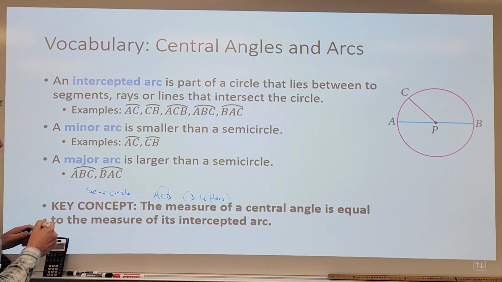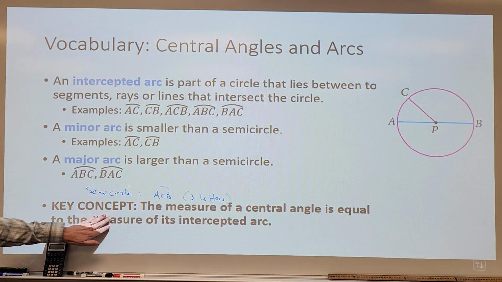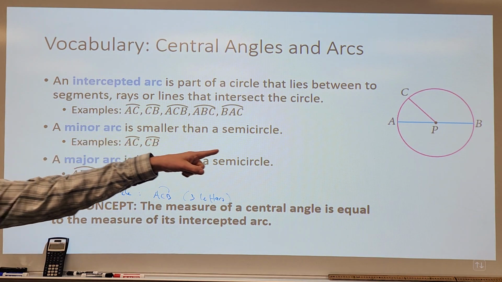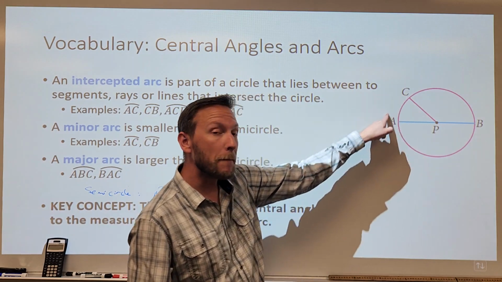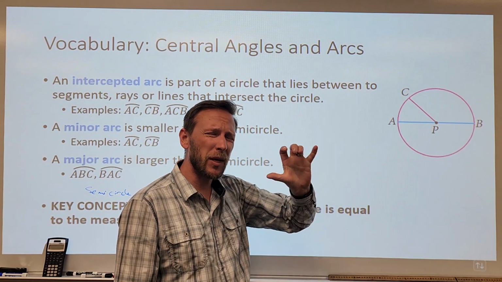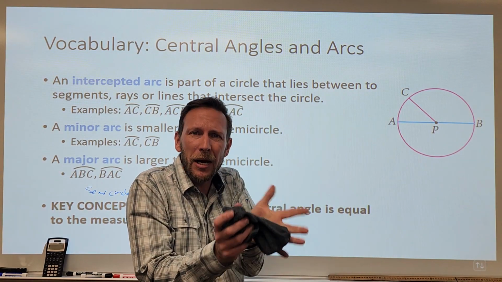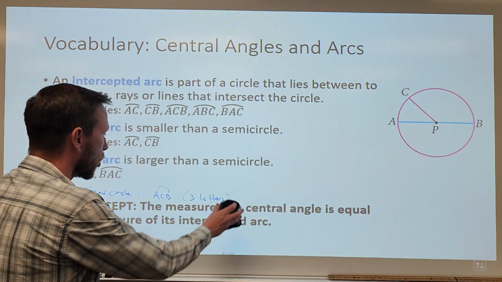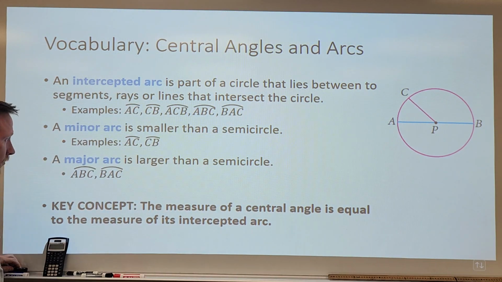So make sure you add that to the notes. All right, this is the key idea here: the measure of the central angle at P is going to equal the measure of the arc. That way we can couch the idea of measuring an arc in terms of stuff that we already know, namely measuring angles.